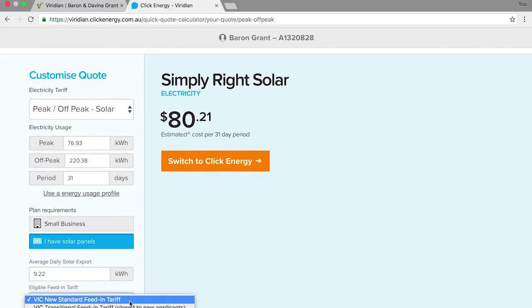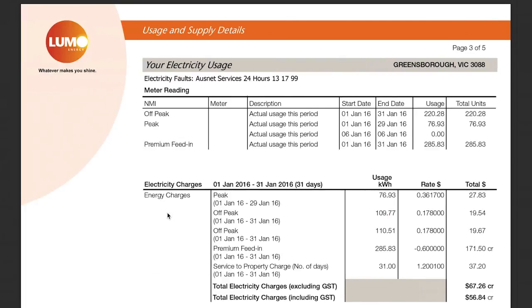As we had touched on earlier, this customer was on the premium feed-in tariff type. So you can see that when that changes, the customer would now be receiving a credit of $91.28 as opposed to the credit of $56.84. So in this case, we would be providing the customer with more credit than what they would have had with their current provider.